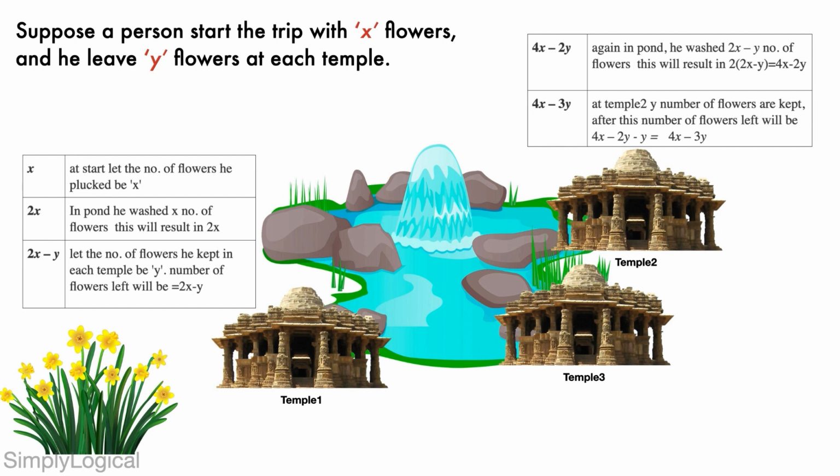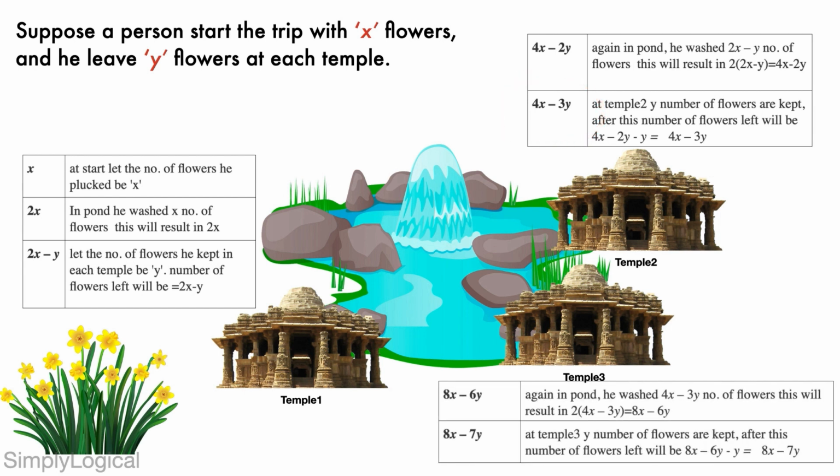So now at temple 2, Y flowers are kept again. After this, the number of flowers left will be 4X minus 2Y minus Y, which is equal to 4X minus 3Y. Again in the pond, he washed 4X minus 3Y flowers. This will result in 2 times (4X minus 3Y), which is equal to 8X minus 6Y. Because we already know that if anybody would wash the flowers in that pond, the flowers doubled.